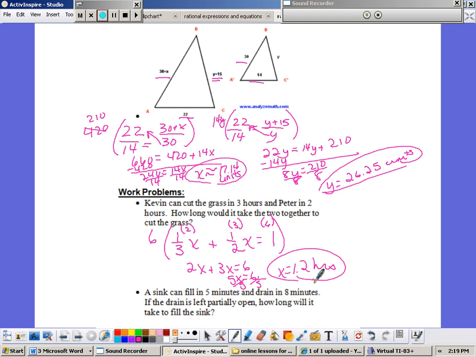And that makes sense because Peter can do it in 2 hours. If they work together, it has to be less than 2.